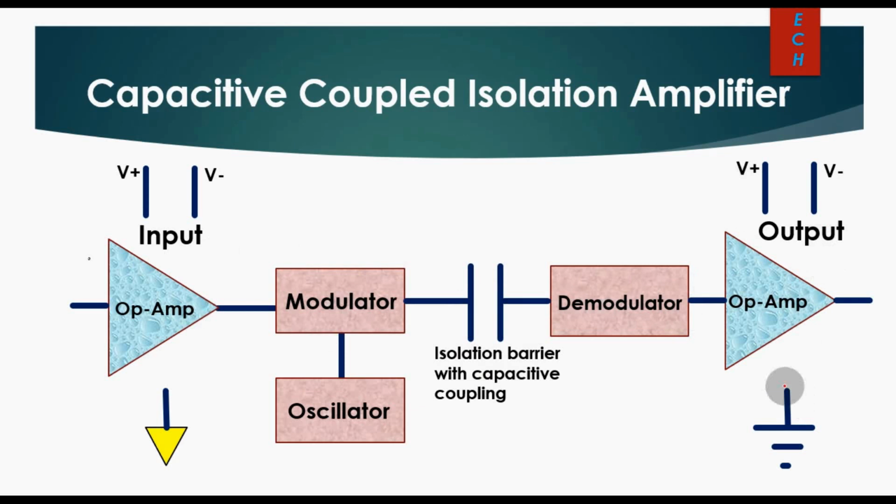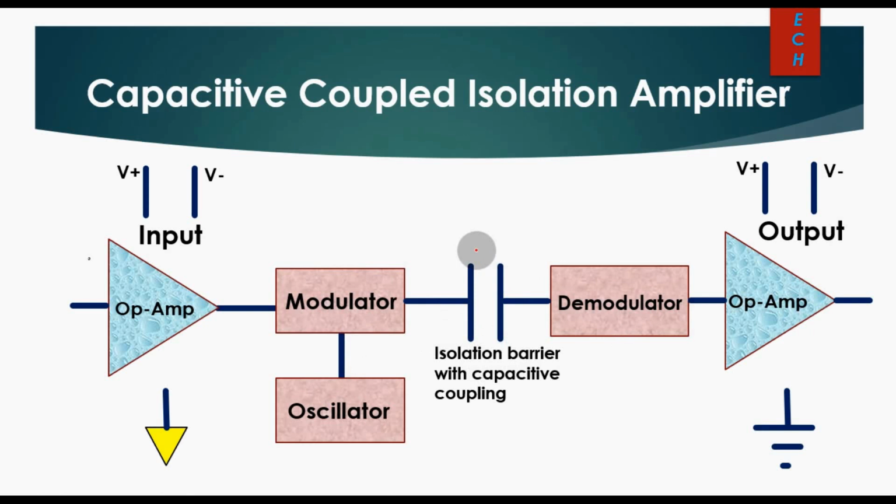So there is a ground separation between input and output, and this capacitor is giving an isolation between input and output, right? If you don't use this stage, modulator and demodulator stage, you need to have here a high value of capacitor. Okay, if you use high value capacitor, then your isolation comes down, right?